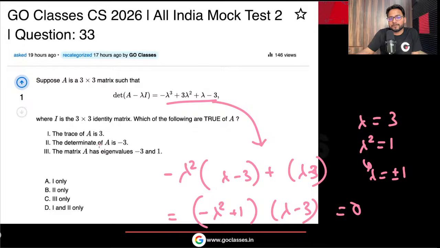So what is the trace? The trace will be 3, because 3 plus 1 minus 1 is 3. Determinant will be 3, because 3 into plus 1 into minus 1 will be 3. So the determinant is not minus 3, it is 3. The matrix A has the eigenvalues minus 3 and 1? Minus 3 is not an eigenvalue, 3 is the eigenvalue. So I think this is also wrong. Okay. So A is the correct answer.